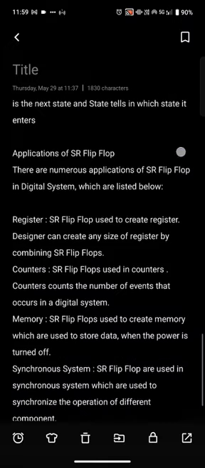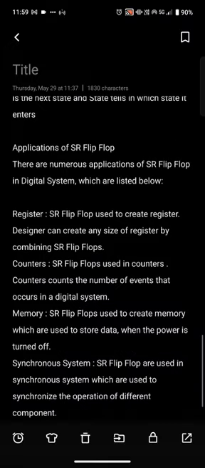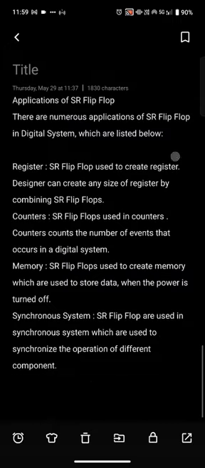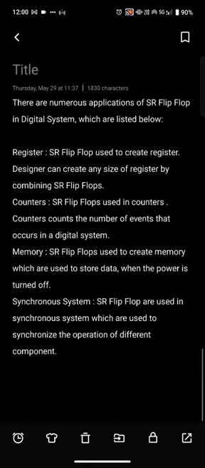Applications of SR flip-flop. There are numerous applications of SR flip-flop in digital systems, which are listed below. Register: SR flip-flops are used to create registers, and a designer can create any size of register by combining SR flip-flops. Counters: SR flip-flops are used in counters, which count the number of events that occur in a digital system. Memory: SR flip-flops are used to create memory, which is used to store data.